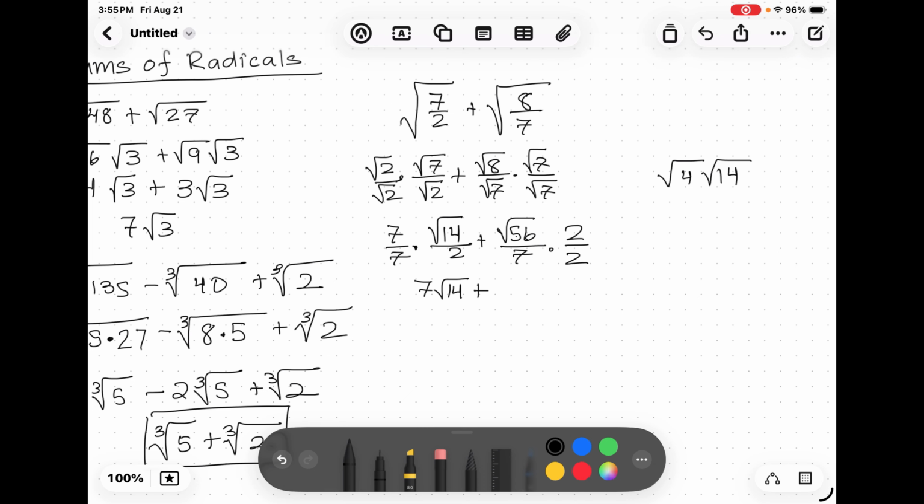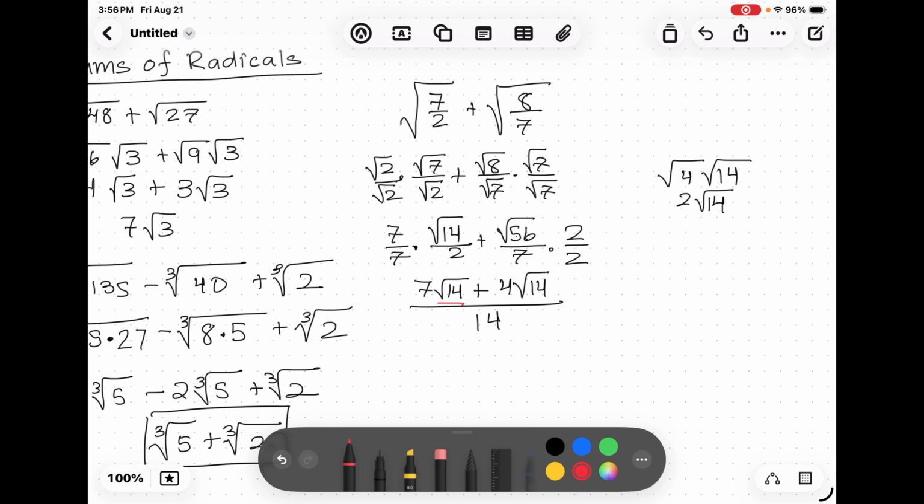And the square root of 4 will simplify to 2 rad 14. Remember, that's just this piece. Rad 56 is 2 rad 14, and then I'm going to multiply it by the 2 as well. And that will give me 4 rad 14, and remember we had the denominator 14.